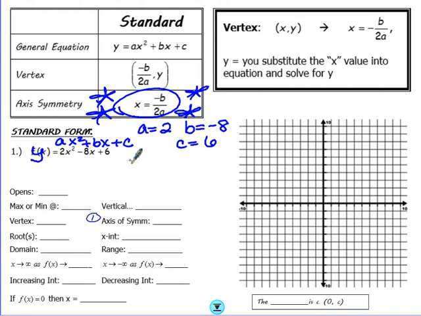So we have x equals negative b, so negative 8 becomes a positive 8, all over 2 times a, which is 2. So we have 8 over 4, which is 2. So our axis of symmetry is a line, so we have to write it as an equation, so x equals 2. So go ahead and go to your graph and do a dotted line at x equals 2.